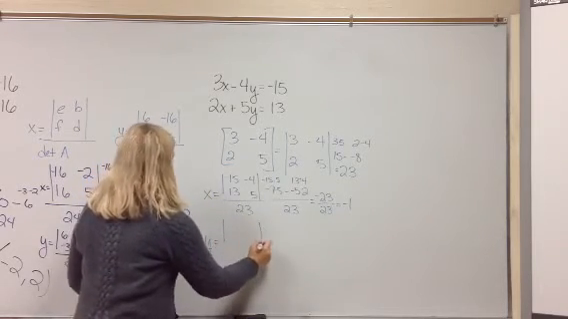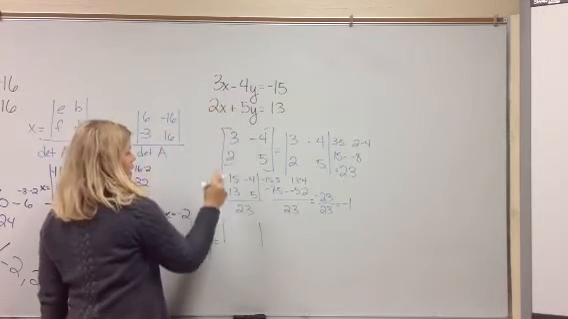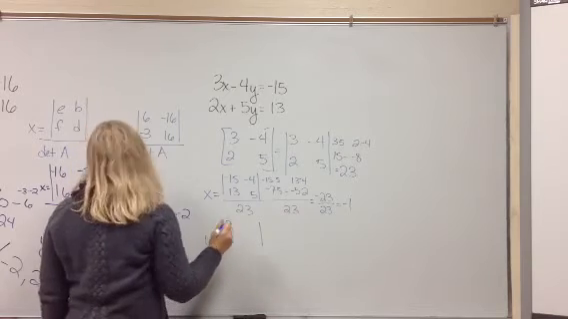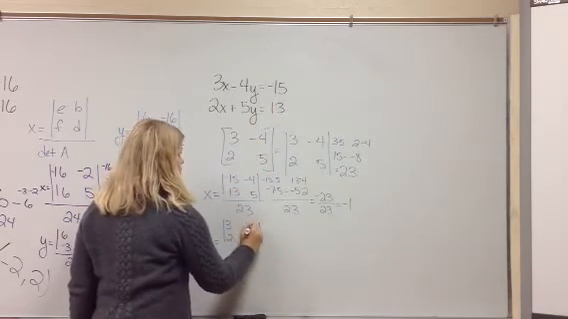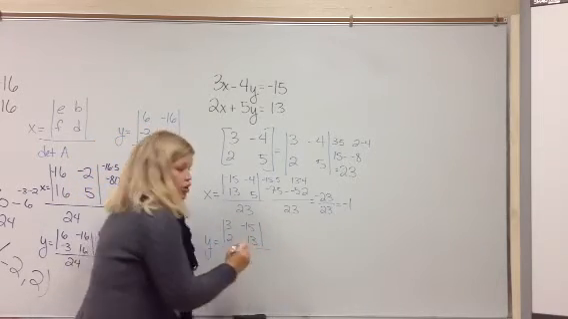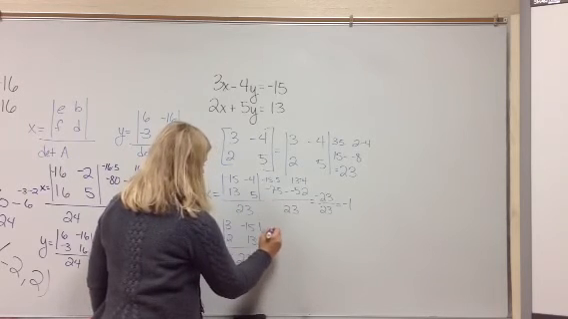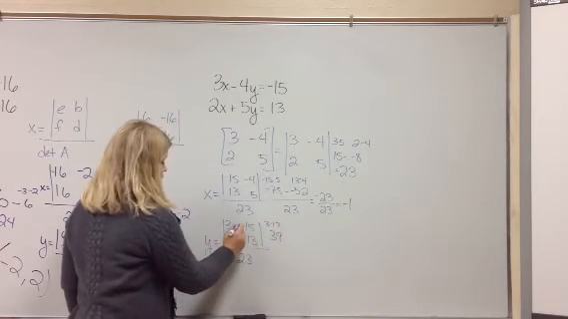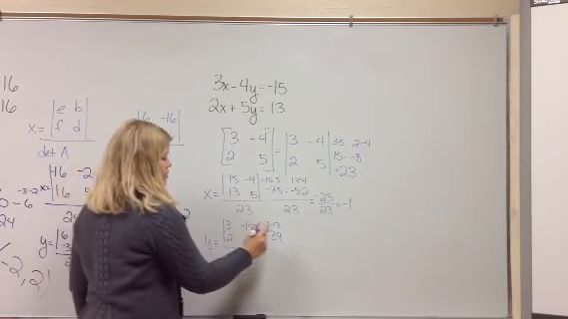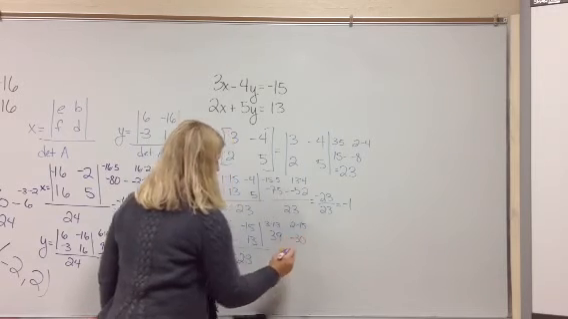Y, we set up that other one where you start out with A and C, the ones with the x's, so 3 and 2. And then you use E and F, so negative 15 and 13. And you're still going to divide by that determinant, 23. So 3 times 13 is 39. And then you've got 2, sorry, that's not a negative, I just scratched the board. 2 times negative 15 is negative 30.